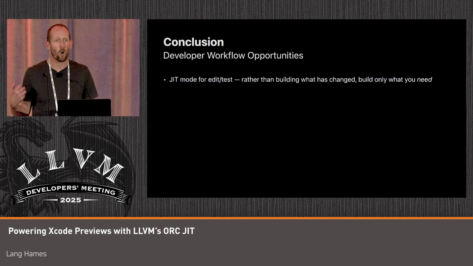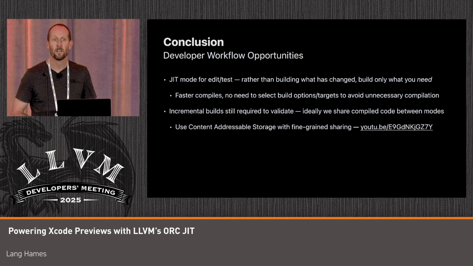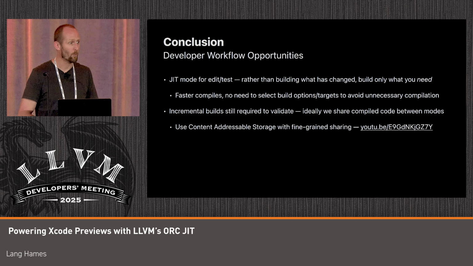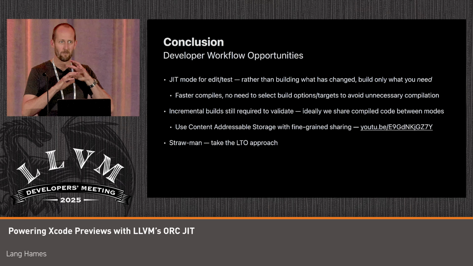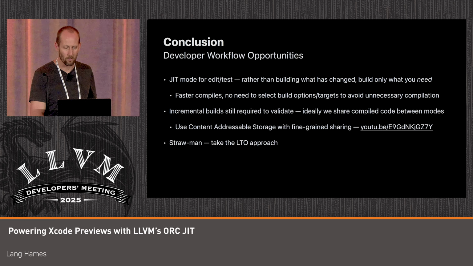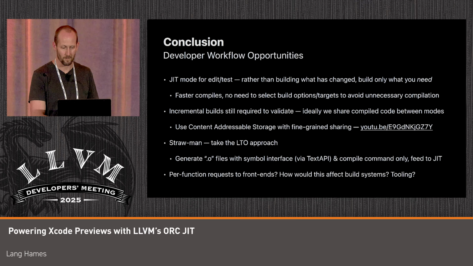So I think in an ideal world, we would be able to mix incremental compiles and JIT builds, and ideally share the content between them. The content addressable storage that people are working on would be ideal for this. As a straw man, if you're trying to think about what something like this would look like, what if we took the LTO approach and had compilers produce .o files that didn't actually have any compiled content in them? We use the TextAPI system to generate an interface, and we store the compile command, feed that through the build system, and then at the other end, run LLVM's JIT to execute the code.